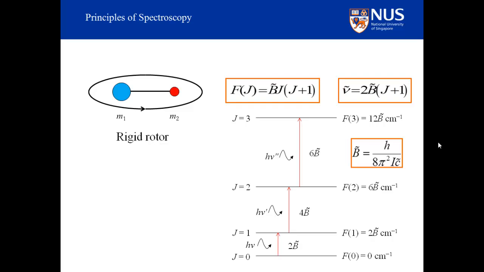In spectroscopy, we have light interacting with matter. In order to interact, the incoming photon energy, h nu, must match the energy difference between two rotational states. Well, the energy difference between J equals 1 and J equals 0 is 2B minus 0 equals 2B. The energy difference between levels J equals 2 and J equals 1 is 6B minus 2B, which is equal to 4B.